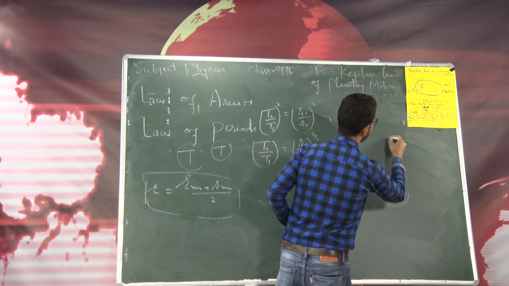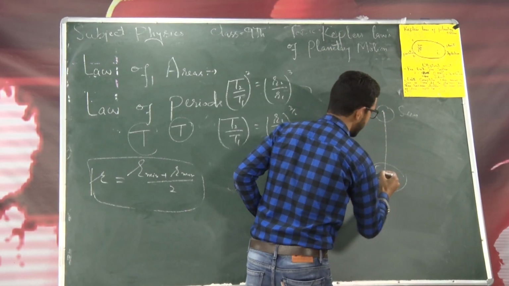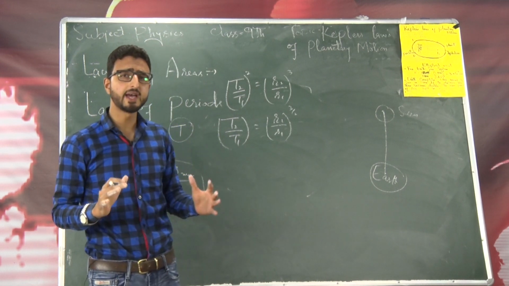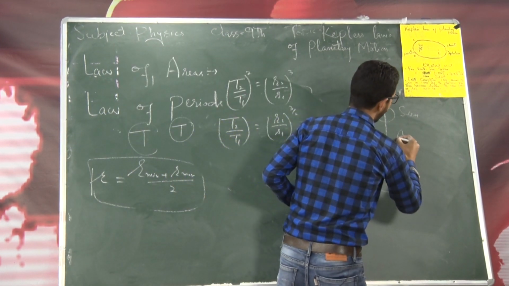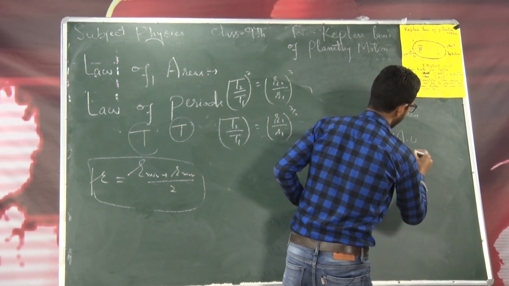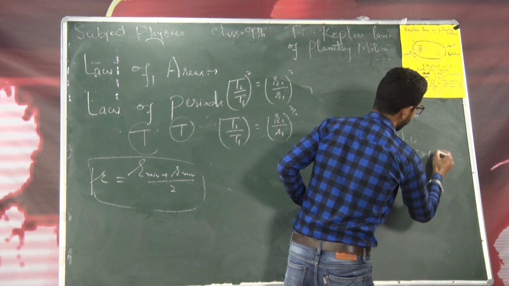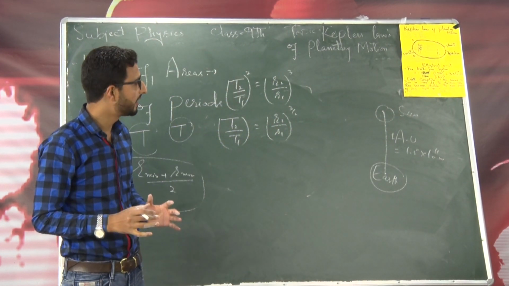Okay, this is sun. Do you remember the average distance between Earth and sun? याद है ना आपको, मैंने ही पढ़ाया था आपको, average distance between Earth and sun, it is equal to 1 astronomical unit, that is equal to 1.5 into 10 raised power 11 meter. This is the average distance between Earth and sun.